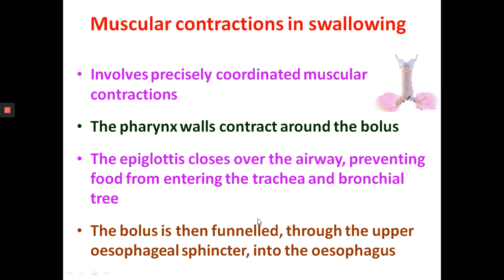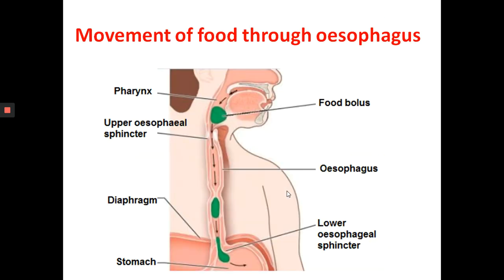The bolus is then funneled through the upper esophageal sphincter into the esophagus. So this is the upper esophageal sphincter. The contraction of the pharyngeal wall, push from the tongue, etc., will push the bolus into the esophagus. This upper esophageal sphincter will be opened, and the food will go down through the esophagus by peristaltic movement. So that will be discussed later in part 2.